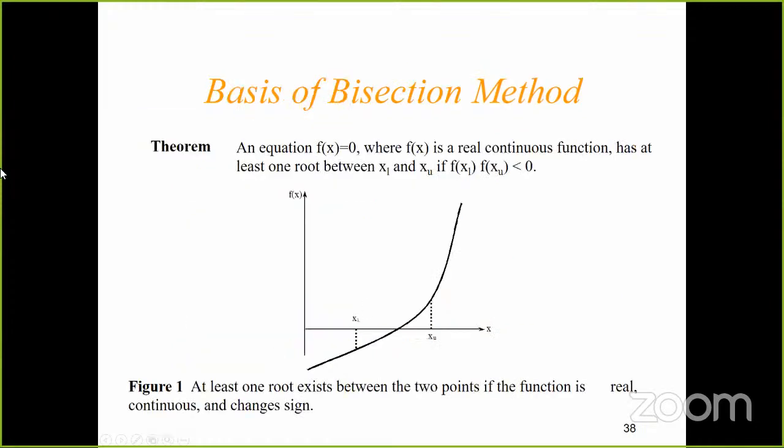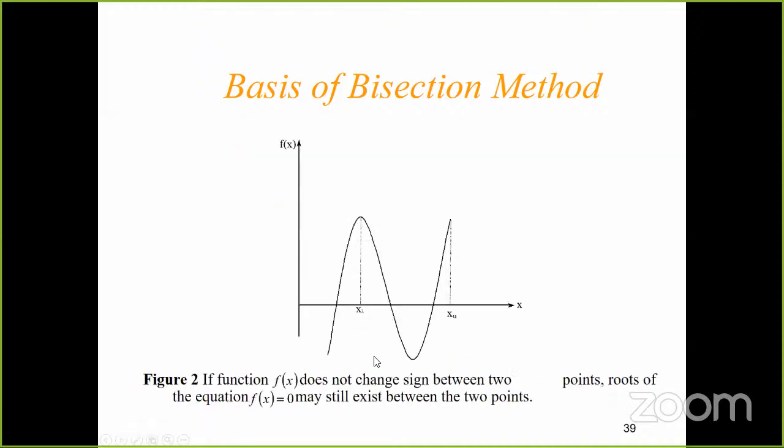Find the new point. The basis of the bisection method is this: for an equation f of x equal to 0, at a given value of x the function has to cross the x-axis, where f of x is a real and continuous function. It has at least one root between the lower limit and upper limit, x lambda, or sometimes x l. If f of x l and f of x u is less than 0, that is one root. At least one root exists between the 2 points if the function is real, continuous, and changing sign from positive to negative between the two.